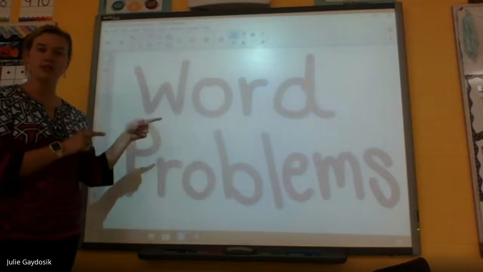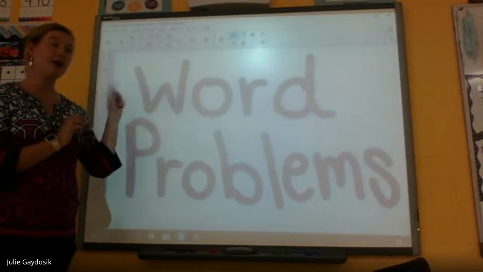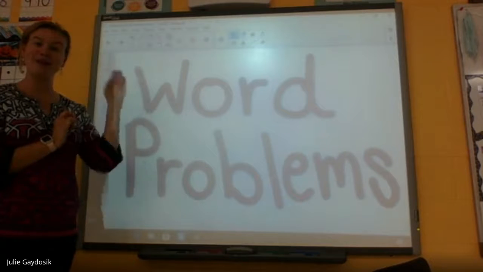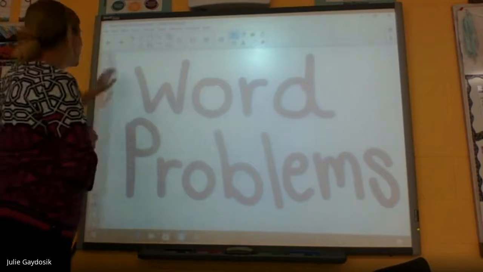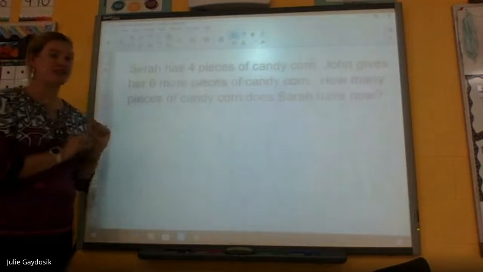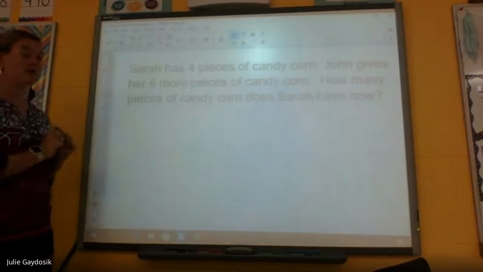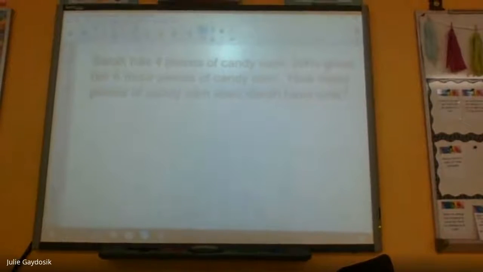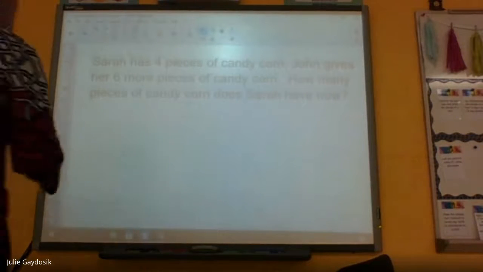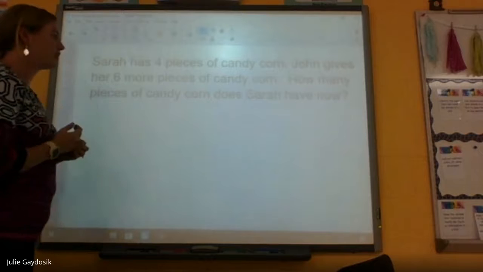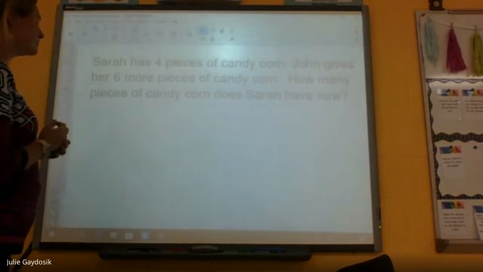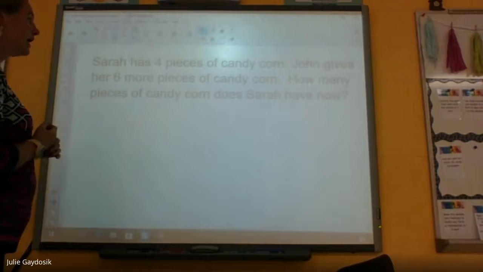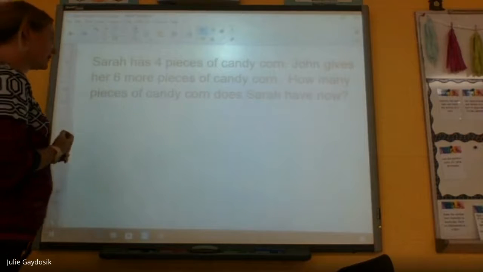We're going to do an addition problem and then a subtraction problem. So our first one is this word problem. Let me go ahead and rotate you real quick just so that maybe you can see that a little better. There you go. Sarah has 4 pieces of candy corn. John gives her 6 more pieces of candy corn. How many pieces of candy corn does Sarah have now?